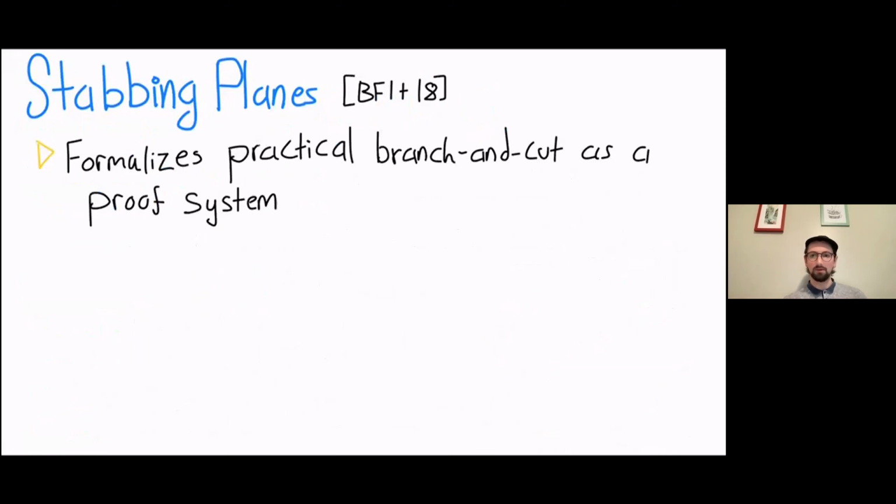So in 2018, we introduced the stabbing planes proof system, which formalizes practical algorithms for branch and cut.